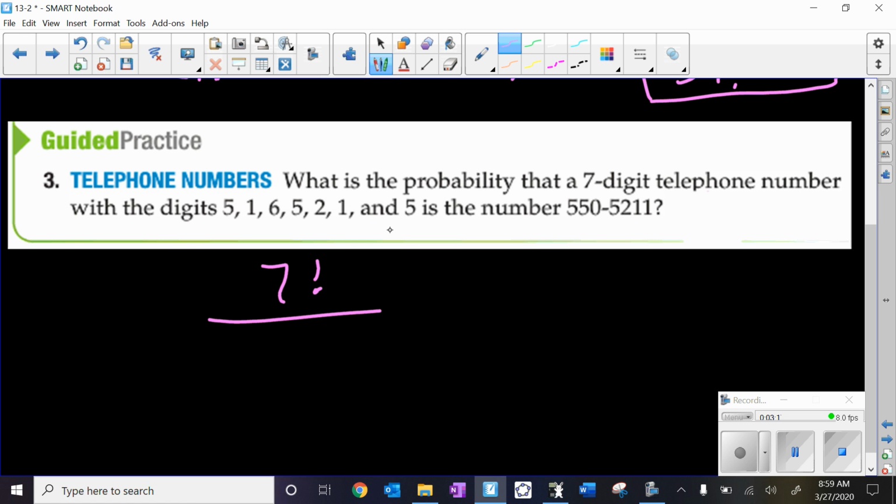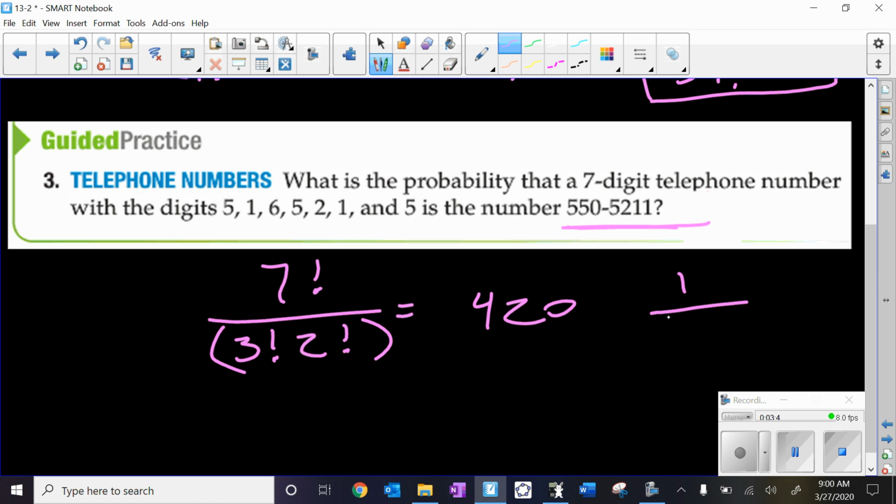There are 3 5s. There are 2 1s. I don't believe there's any more repetition in there. I don't see any more. Again, make sure you put parentheses around the denominator. There are 420 ways for this. And if I want to get this exact number, well, there's only one way to come up with that number, so it's 1 out of 420.